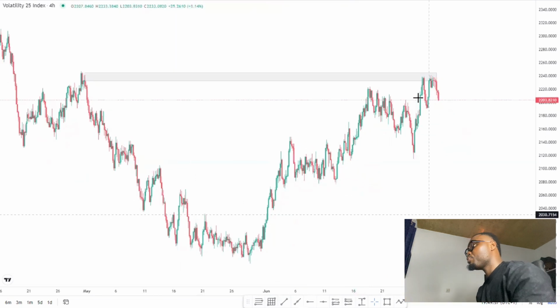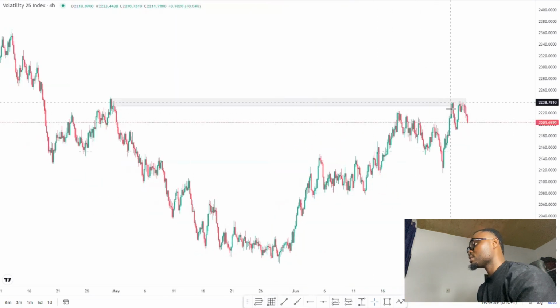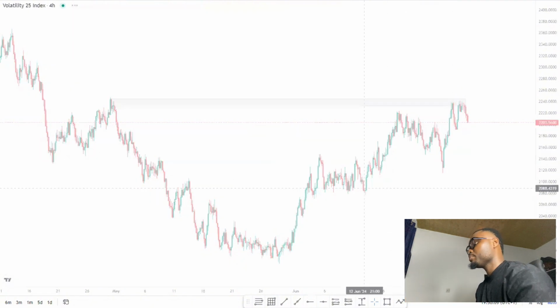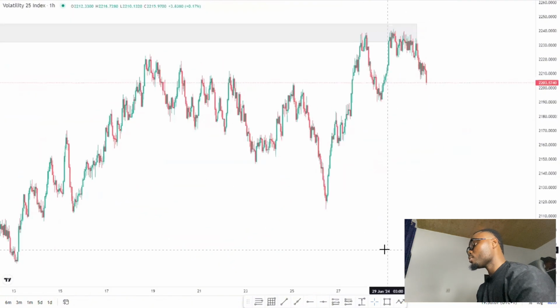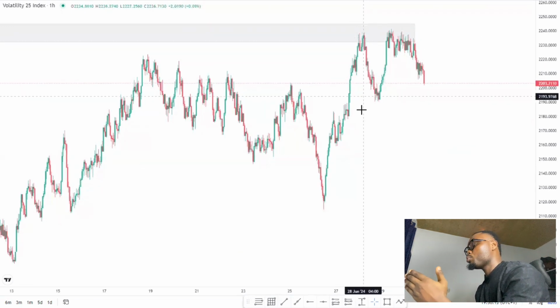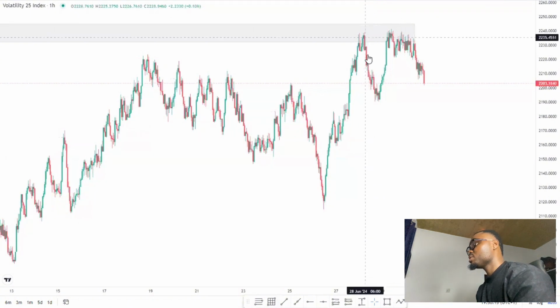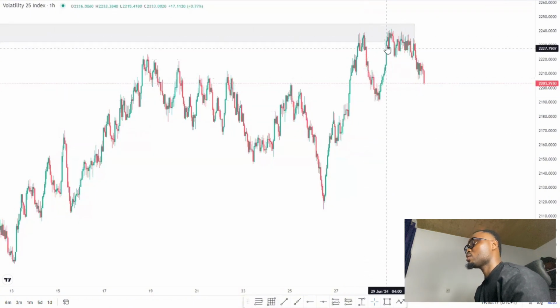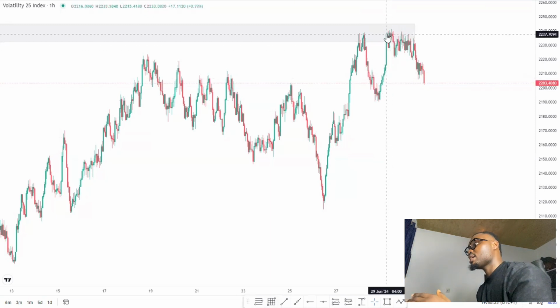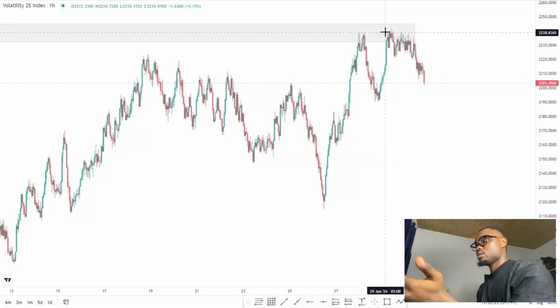After price mitigated on the supply zone, this was the first mitigation. Let me go down to the 1 hour time frame. You can see this was the first mitigation that happened. Price mitigated on the supply zone on the 1 hour time frame, rallied to the downside, then went all the way to the upside again to mitigate for the second time.